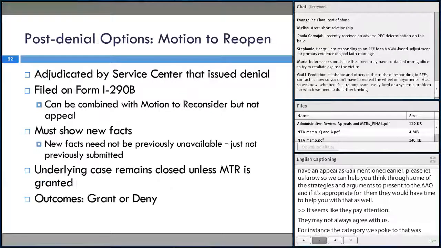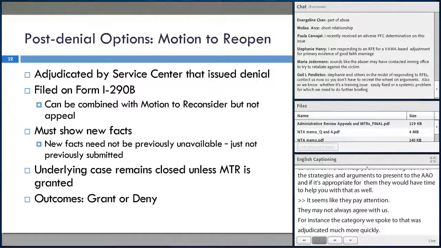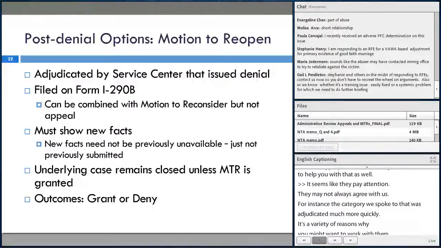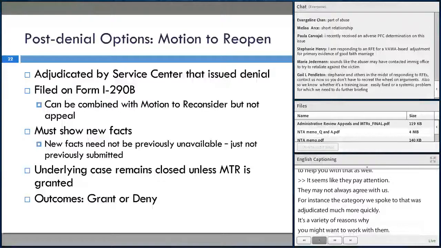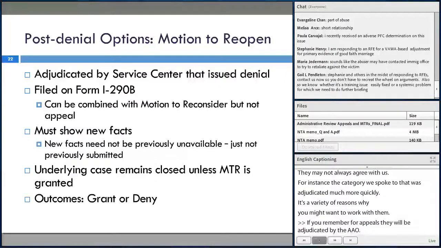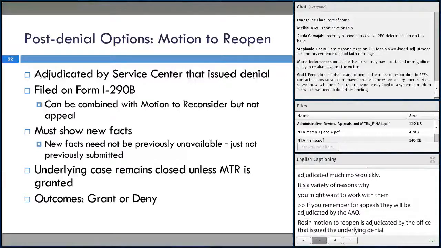Great. All right, next up, motions to reopen. And so if you remember, for appeals, they're going to be adjudicated by the AAO, whereas a motion to reopen is going to be adjudicated by the office that issued the underlying denial. And so if your underlying denial was issued by Vermont, then Vermont is going to adjudicate the motion to reopen.